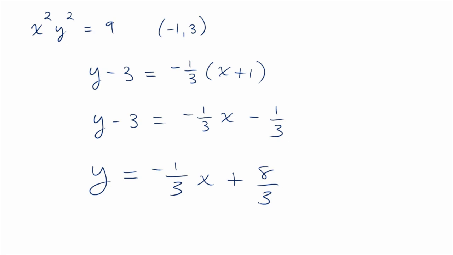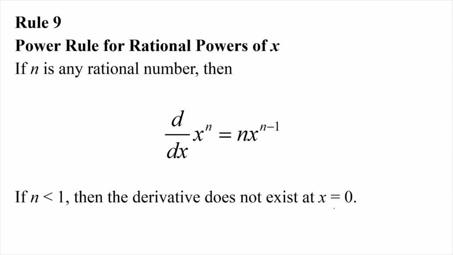Let's now look at a rule for taking derivatives of rational powers of x. Power rule for rational powers of x: if n is any rational number, then the derivative with respect to x of x to the n is n times x to the n minus 1. If n is less than 1, then the derivative does not exist at x equals 0. Let's differentiate some rational powers of x.